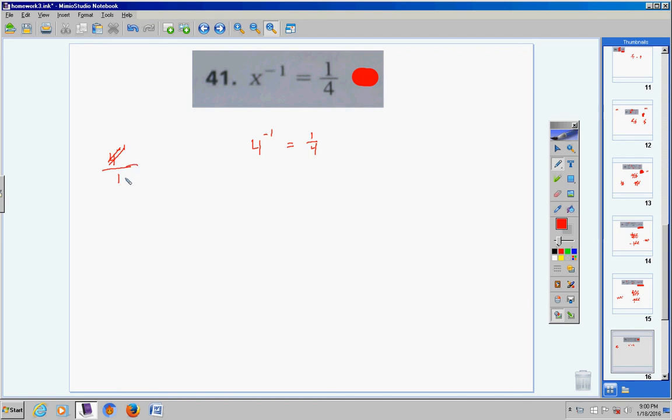Now, if I don't want this negative exponent, I pick up my 4 and I bring it down to the bottom here. And I have 4 to the +1. There's nothing left up top, so I put a 1. So I have 1 over 1 times 4, which is 1/4. So 4 to the -1 is 1/4. So if I put 4 in for X, then I get 1/4. So X equals 4. That's the answer.